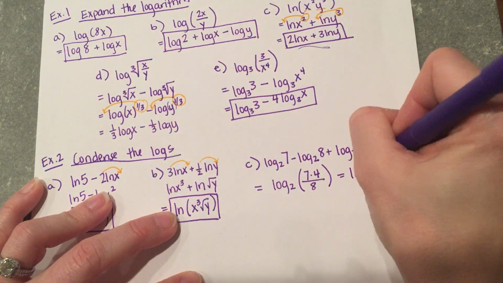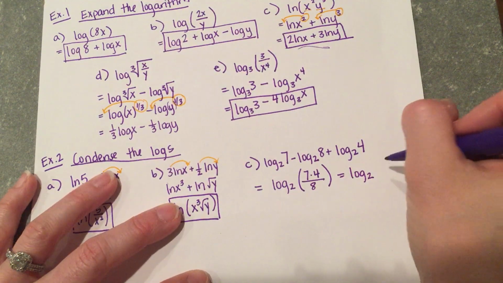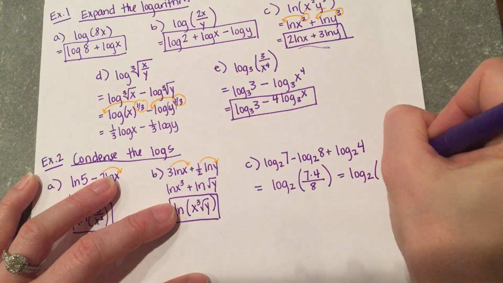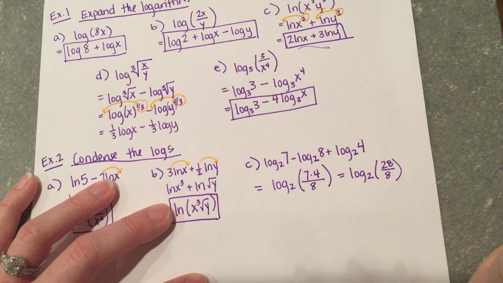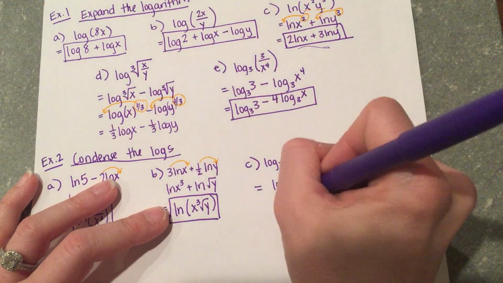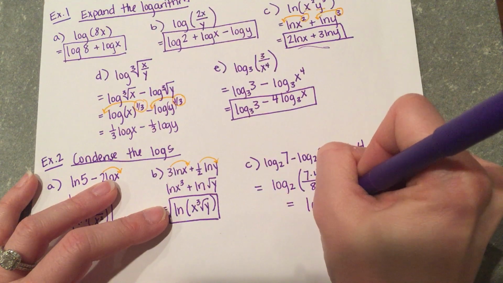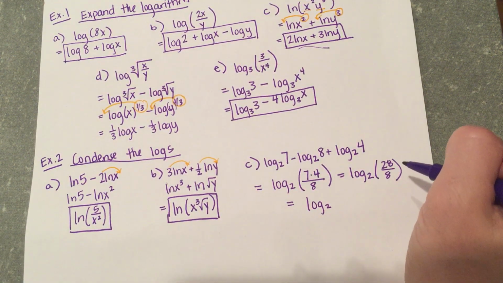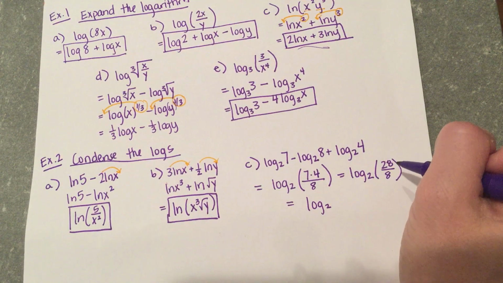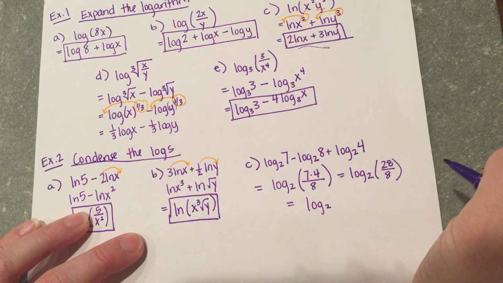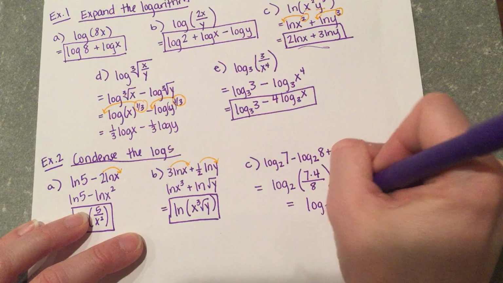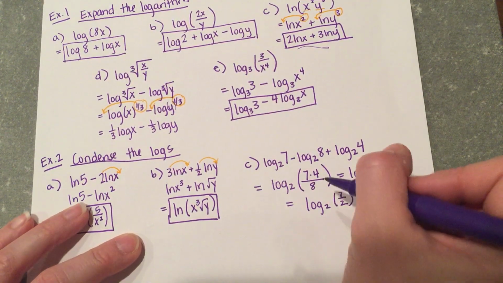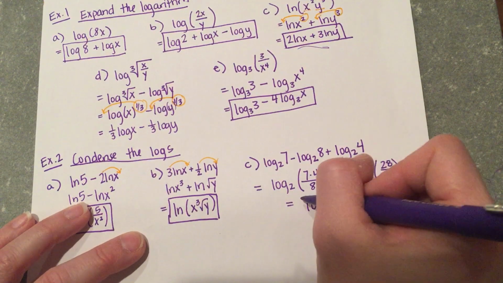So I can simplify that a little bit more. 7 times 4 is 28. So I have log base 2 of 28 over 8. I can reduce that. 28 over 8, let's see, 4 goes into both of those. So I think that's 7 over 2. Yeah. I guess I could have reduced it at this step as well. So it's 7 over 2.